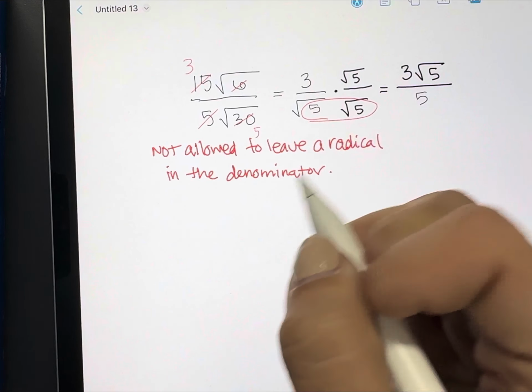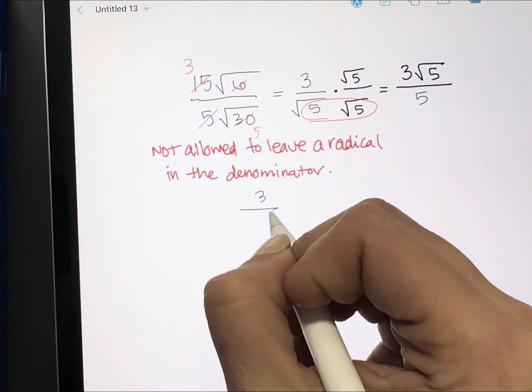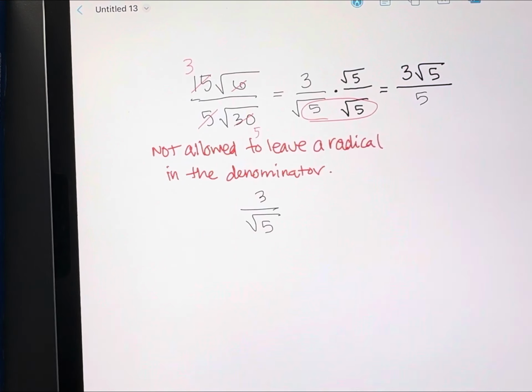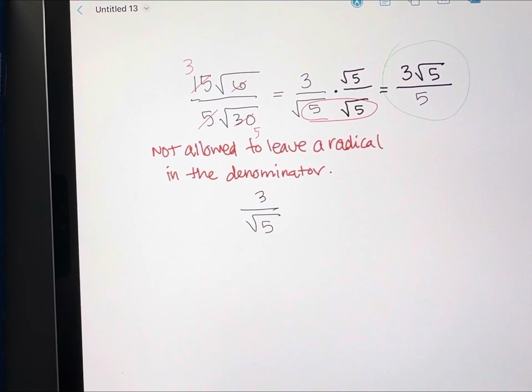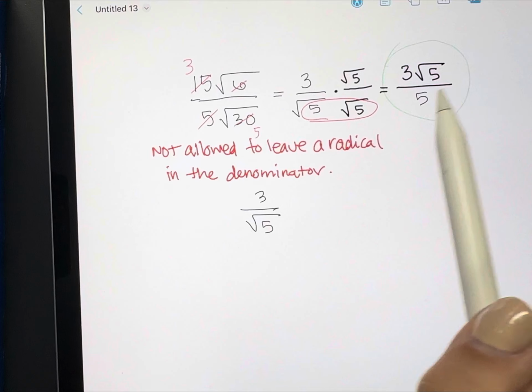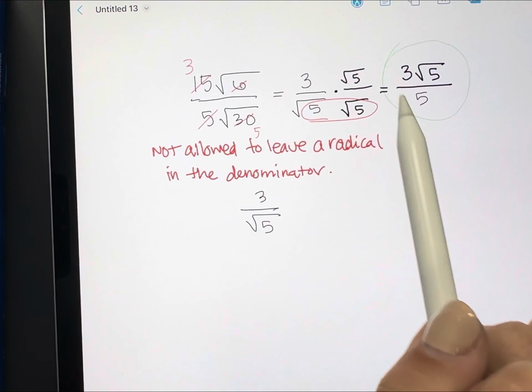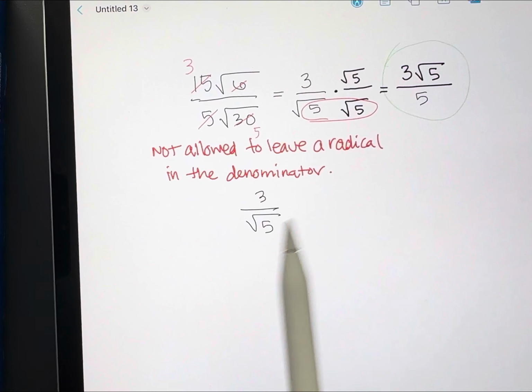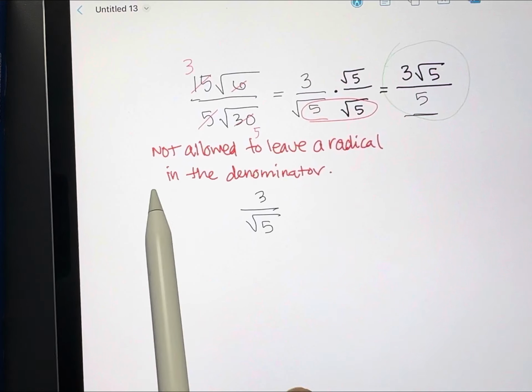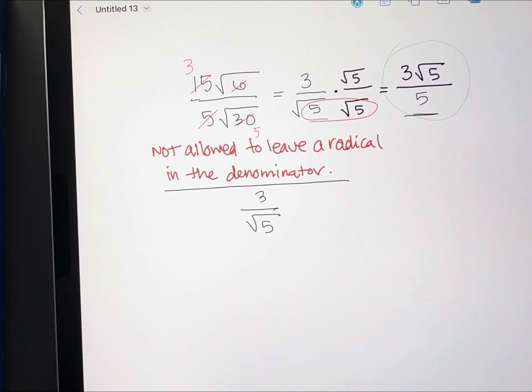It actually looks more complex than 3 divided by radical 5, but this is considered correct because there's no radicals in the denominator. 3 radical 5 divided by 5. I encourage you to get out your calculator and get a decimal approximation for this, and then also get a decimal approximation for this just to verify that they are actually the same thing. But remember, we need no radicals in the denominator.